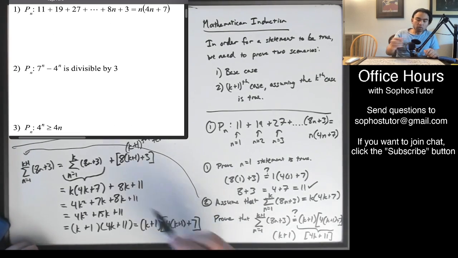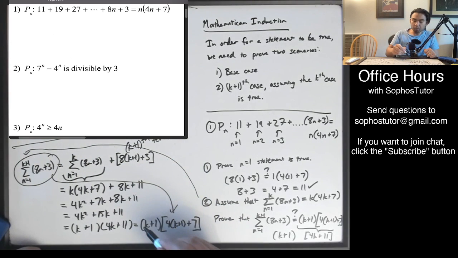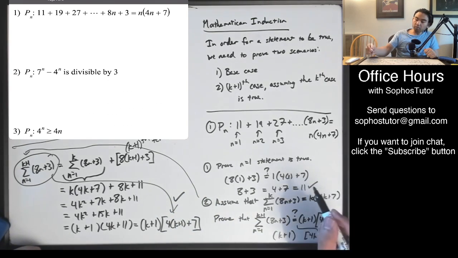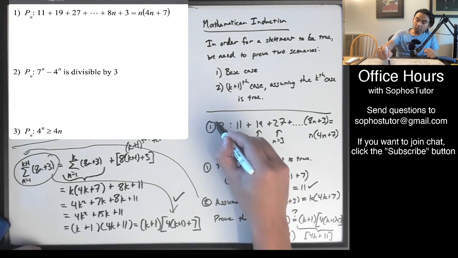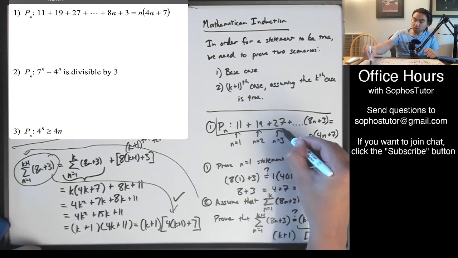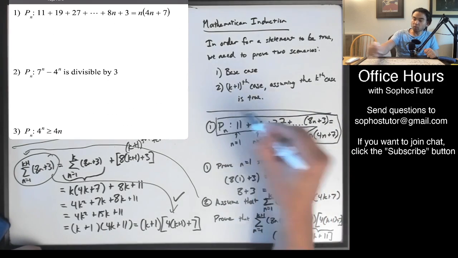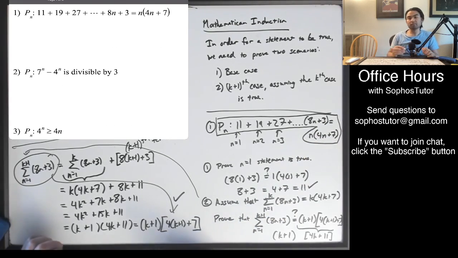So we've now turned this expression into the k plus 1th expression here on the right side. This now verifies. So we've now proven both the base case and the k plus 1th case are true. Because both are true, we have now proven that this statement, adding the summation of all nth terms in the form of 8n plus 3, equals n times 4n plus 7.